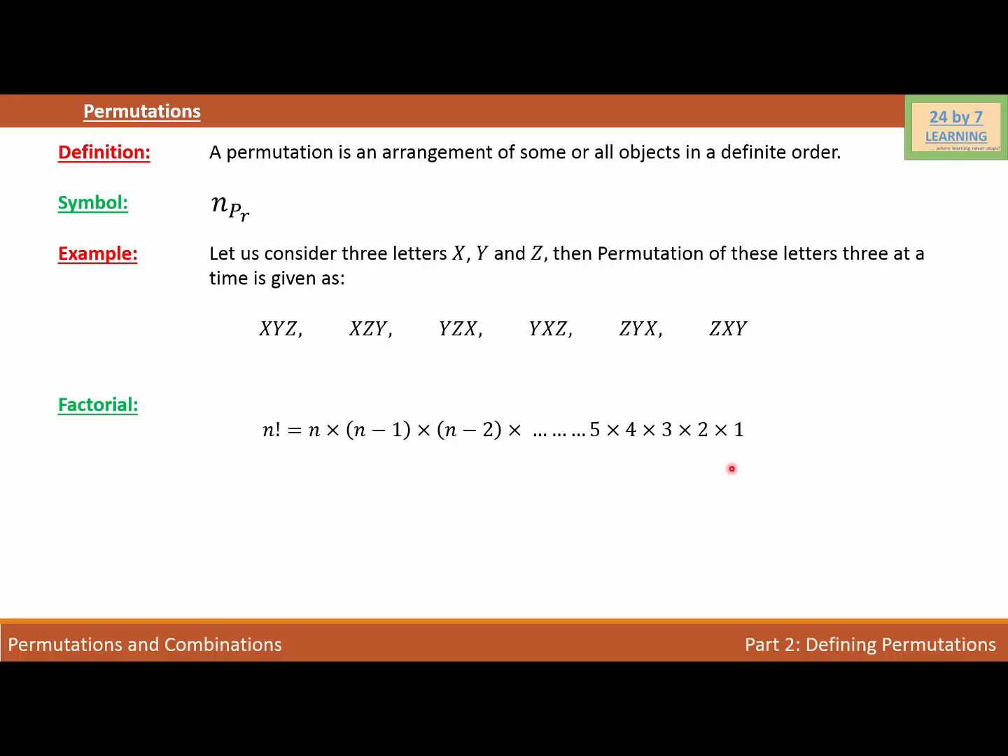There are some values that we need to know in order to use factorial. The first value is factorial 0 is equal to 1, factorial 1 is equal to 1, factorial 2 is equal to 2 times 1, which is basically 2, and factorial 3 is 3 times 2 times 1, which is basically 6. And that's how we can find any other factorial.